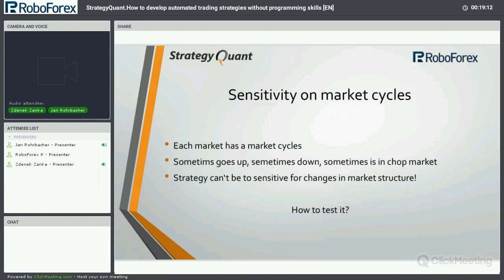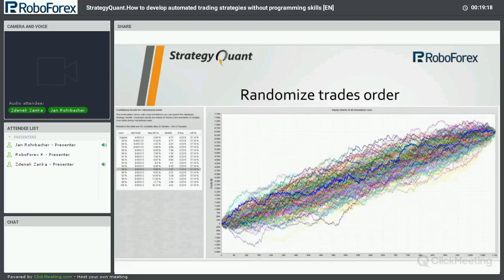And how can we test it? How to test the sensitivity on market cycles? Technically, it's very simple. We just randomize the order of trades. It means that we have some strategy, let's say the strategy from the first picture, and the original strategy in this picture is the blue one.